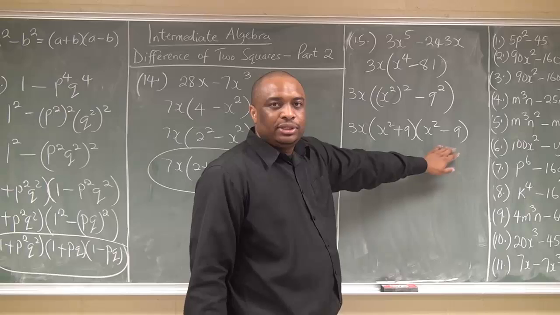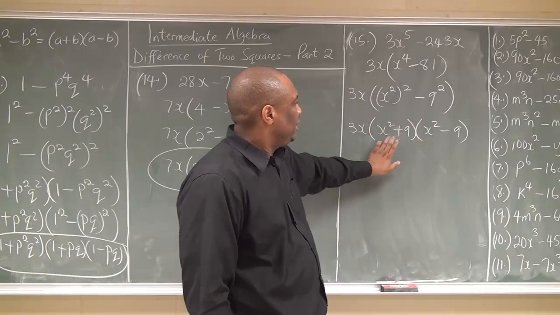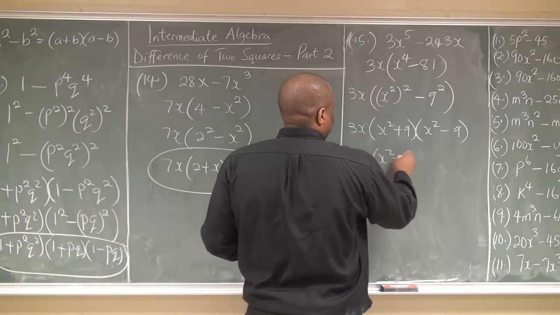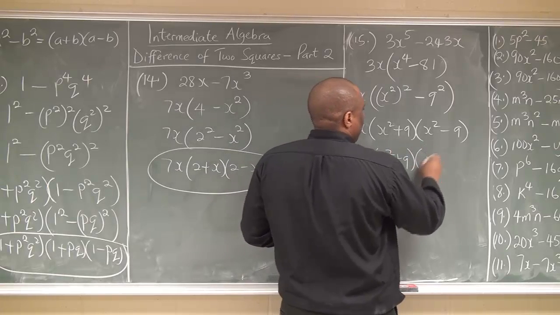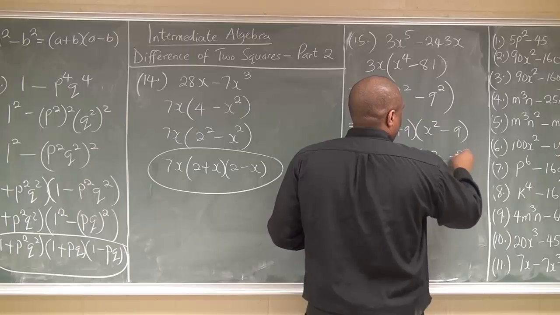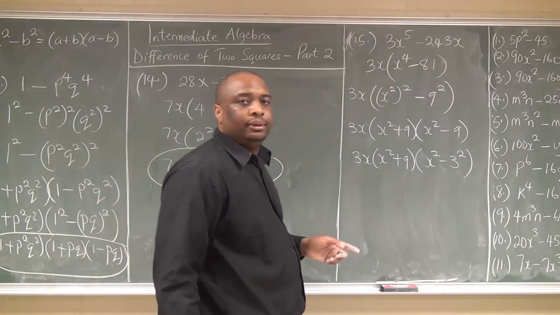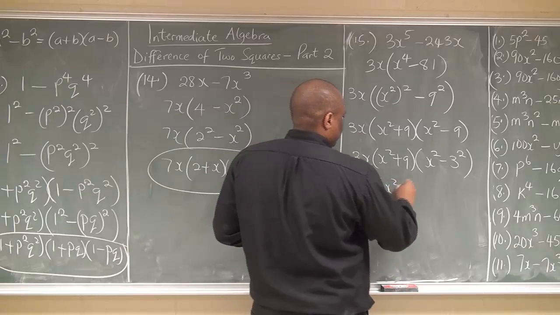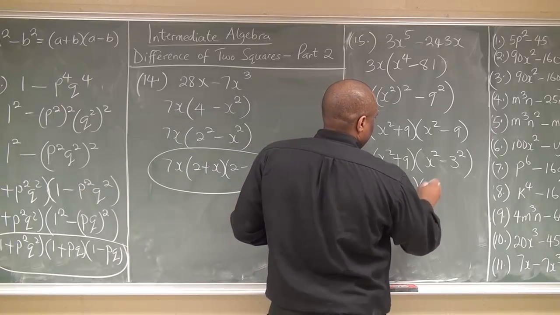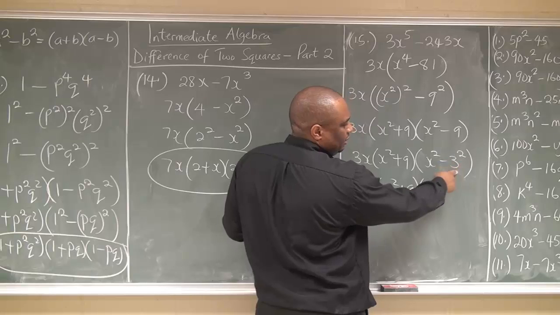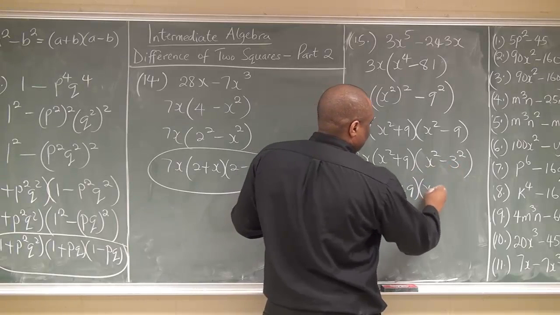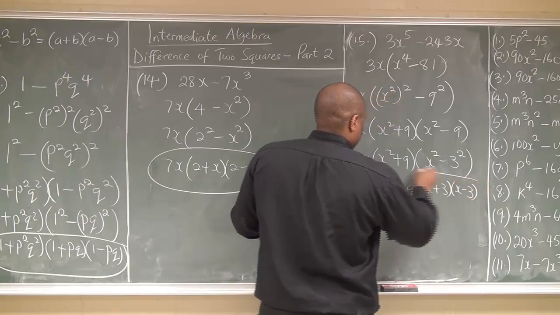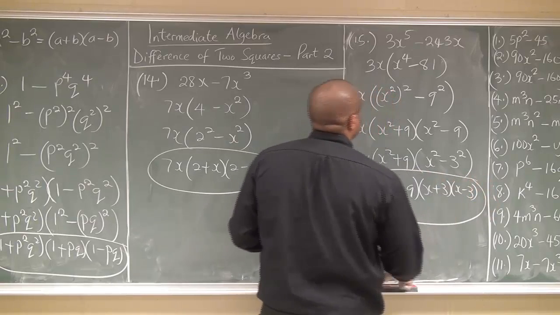Okay. We still got to do something here, but we cannot do anything here. So this will be 3x, x squared plus 9, x squared minus 3 squared. And this will be 3x, x squared plus 9. Then here your a is x, your b is 3. x plus 3 times x minus 3. This becomes your answer.